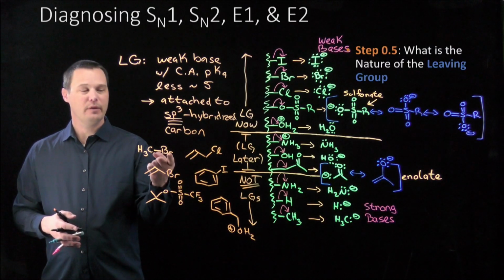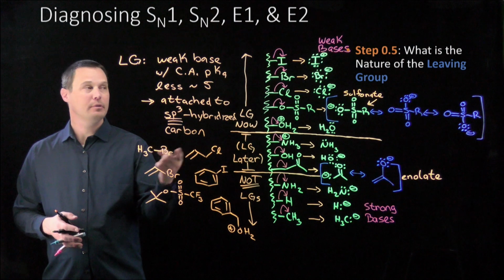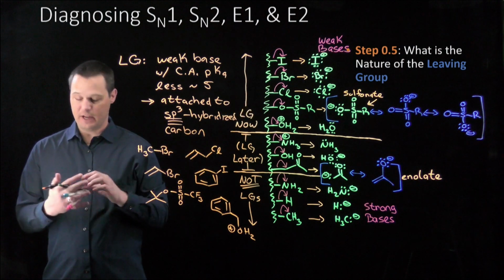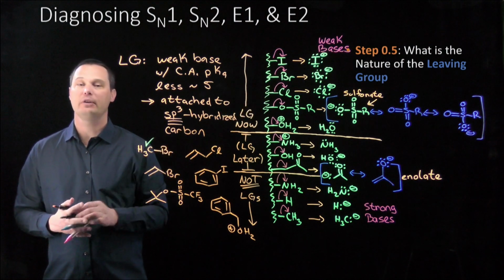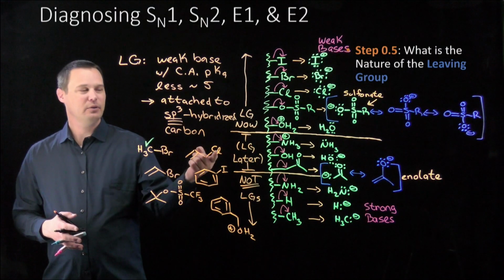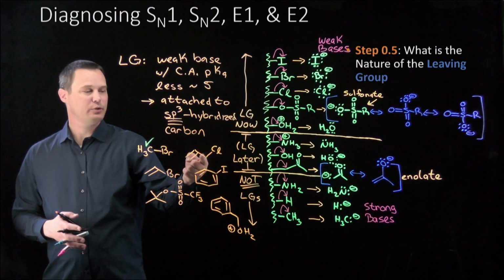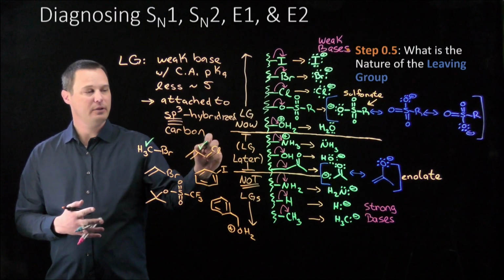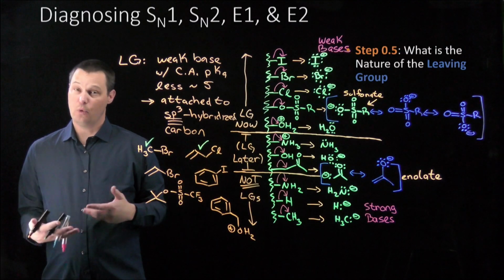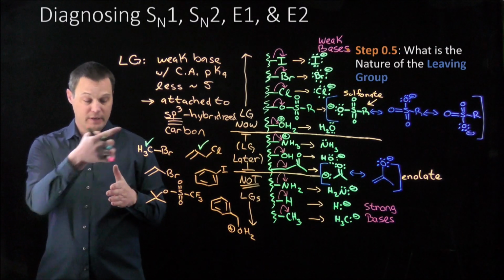In this first example, we have a bromine attached to an sp3 hybridized carbon. Bromine is a weak base and it's attached to an sp3 hybridized carbon, so yes, this molecule does have a competent leaving group. Our next molecule has a chlorine, which is a weak base, and it's attached to an sp3 hybridized carbon, so yes, this molecule also has a competent leaving group. We don't know which reaction we're going to be doing yet, but we know that we can continue on with our analysis.